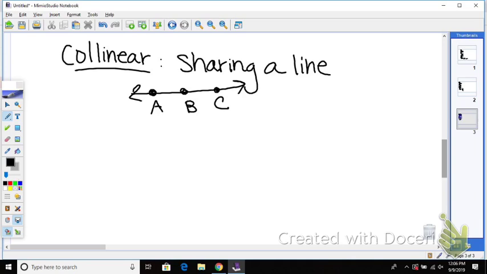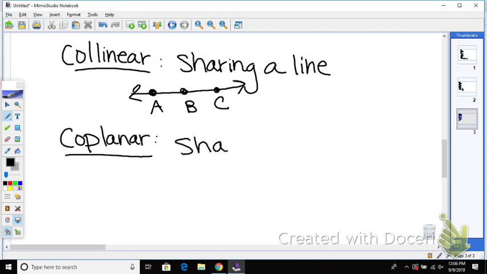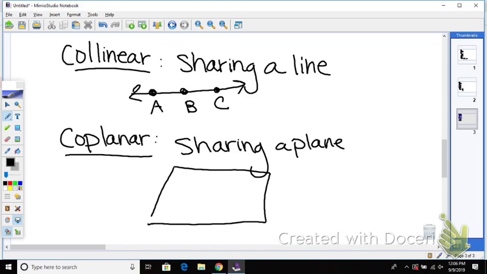Okay, now let me give you another one. I bet you can tell me this definition. Coplanar. What are they sharing now? They're sharing a plane. So if I have some kind of plane that looks like this, and I have the points E, F, G, they are all coplanar.